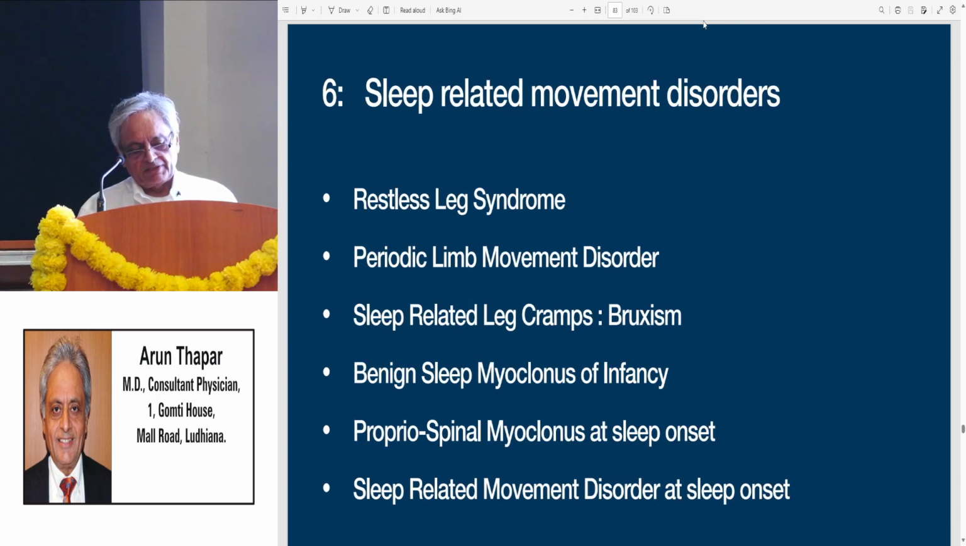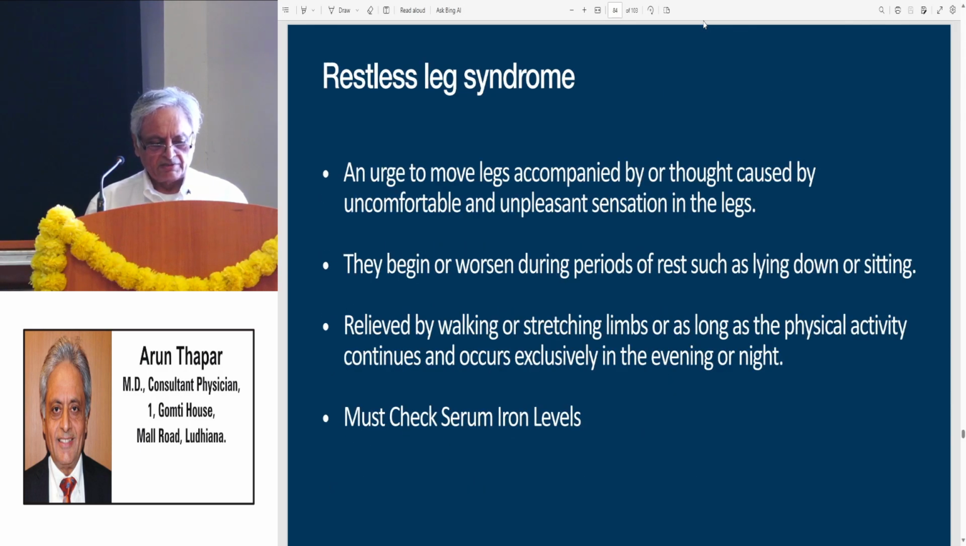Out of all, I'll be touching on restless leg syndrome, which you see in so many clinical patients. It is defined as an urge to move the legs, accompanied by or thought to be caused by uncomfortable and unpleasant sensations in the legs. They begin or worsen during periods of rest, such as lying down or sitting, are often relieved by walking or stretching the limbs as long as the physical activity continues, and occur exclusively in the evenings or the night. You don't have these in the daytime.